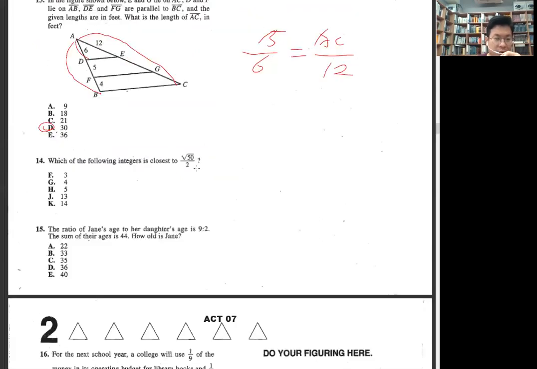Which is closest to this one? 50 is a little bit over 7, right? Because root 49 is 7. So 7 divided by 2 is 3.5. But then it's a little bit greater than 3.5 because it's a little bit greater than this one. So it's closer to 4. You can put it in the calculator.